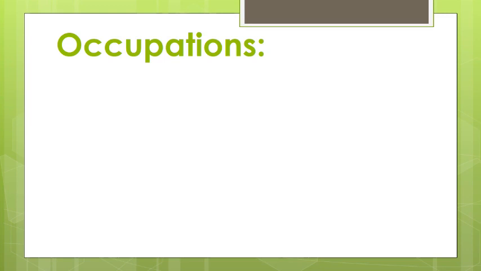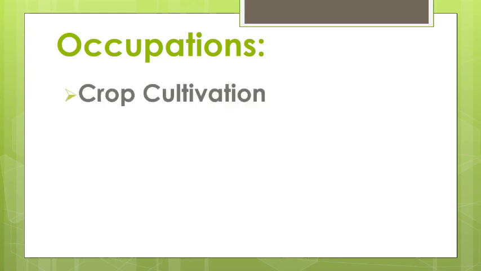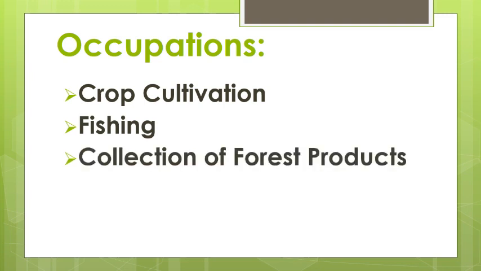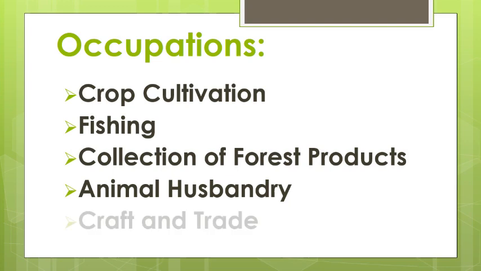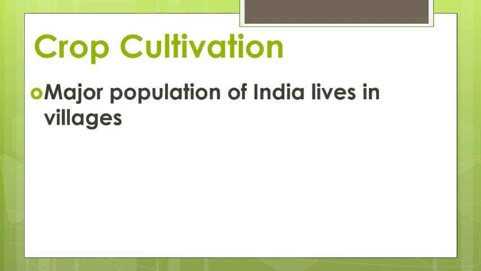Occupations. There are various occupations that are taken up by the rural people. They are crop cultivation, fishing, collection of forest products, animal husbandry, and craft and trade. So these are the few occupations that are primarily taken up by the villagers. Let's take one by one. Crop cultivation. So what do we understand by crop cultivation? Crop cultivation means people cultivate crops in their fields and then sell them for their living.